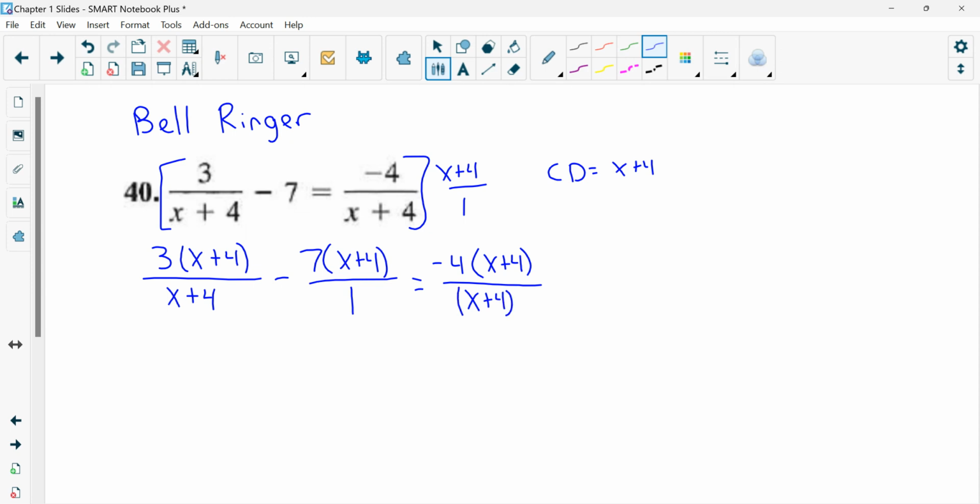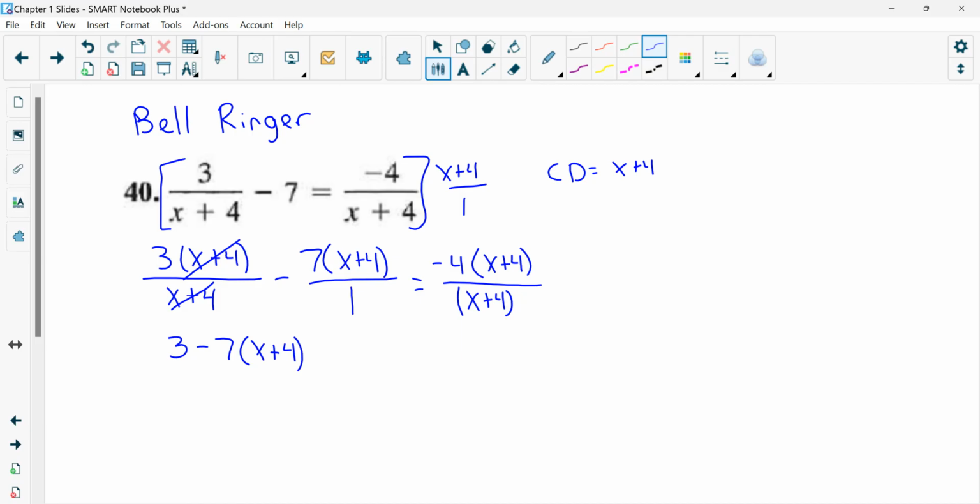Now, remember, you're looking at each fraction individually, and you should be able to cancel some things out, and we should have no more fractions after this. So, first fraction, we can cancel out the x plus 4s. So we have 3 left out of that fraction. Anything divided by 1 is itself, so I'm going to have negative 7 times the quantity of x plus 4.